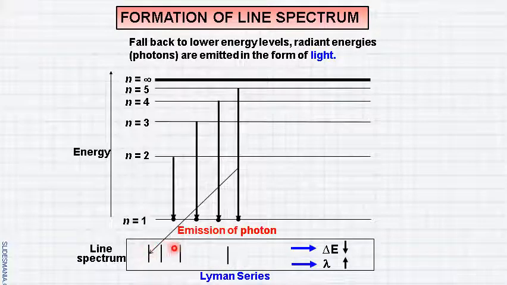When going from left to right, the delta E decreases, frequency decreases, but lambda increases. So the highest lambda value is over here, but here is the lowest delta E, or lowest energy value or frequency value.